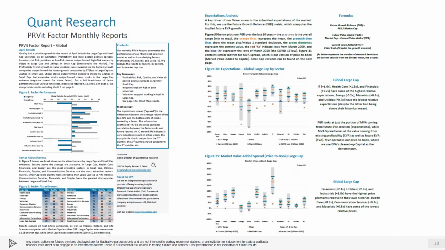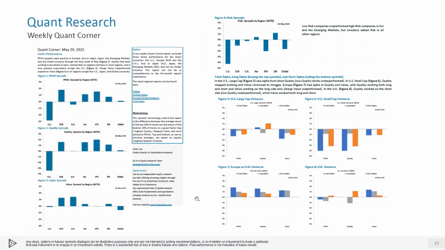These are produced pretty much the first week of each new month, and they're a good look back. You see figures 30 and 31 looking at where valuations are across the different sectors, so you can see what's looking expensive, what's looking a little bit cheaper at that stage. And then the last report or style of report on the next slide is the weekly quant corner.